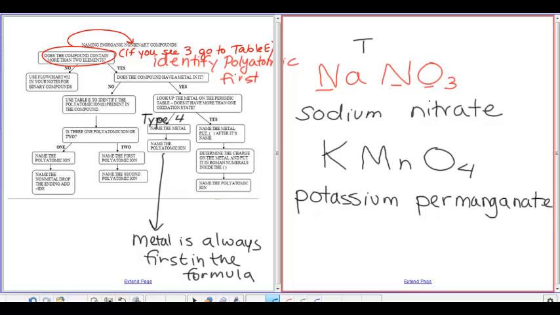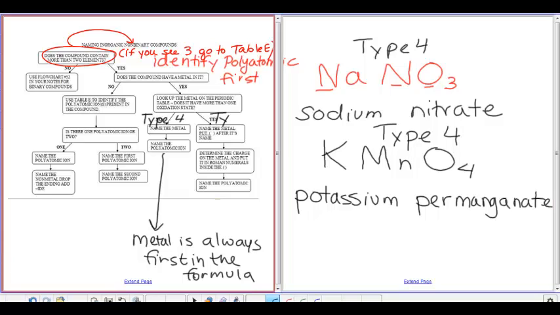So this one is a type 4 metal polyatomic. The metal only has 1 charge in the box. What happens when the metal has more than 1 charge in the box? We'll call that type 5. Okay? The metal has more than 1 charge in the box.